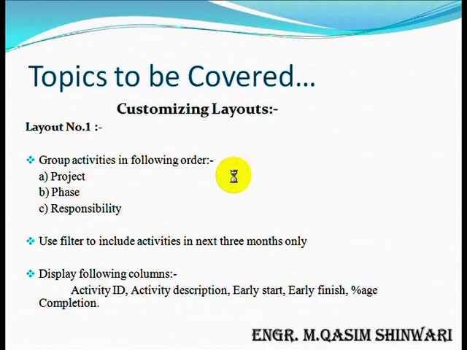In this tutorial we will customize the layouts. We will make two layouts. In the first layout we have to group the activities in following order: project, phase, responsibility. And we will apply filter to show next 3 activities in next 3 months only. And we will also format the columns such that it should display only activity ID, activity description, early start, early finish, and percentage completion. So let's start.